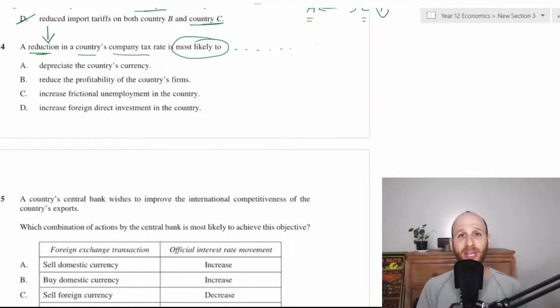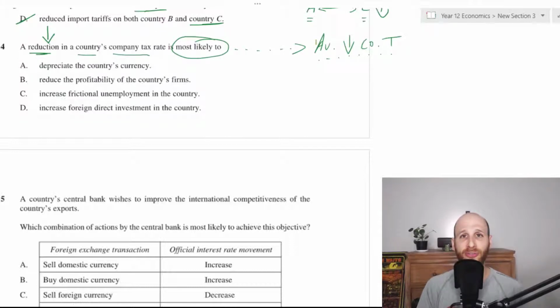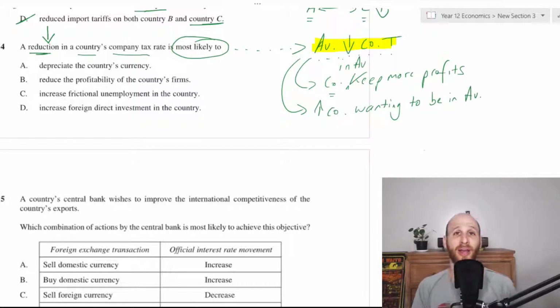So I might go over here and I say, okay, what I'm thinking about, let me give an example. Let's say that Australia reduces its company tax rate. And let's highlight this just because it's pretty important in the context of this question. If Australia reduces company tax, as a result, the theory goes, there will be more companies, CO in this instance is companies, more companies wanting to actually be in Australia because they pay lower tax rates.